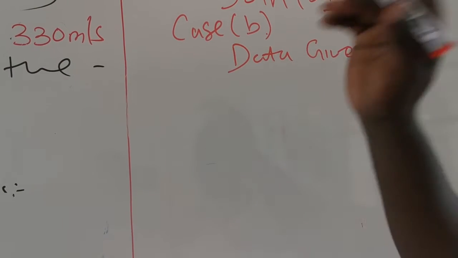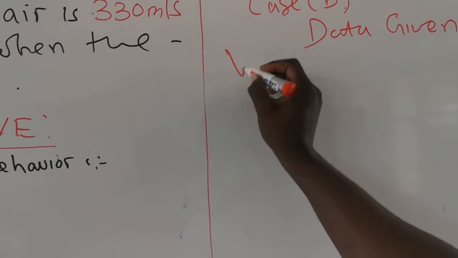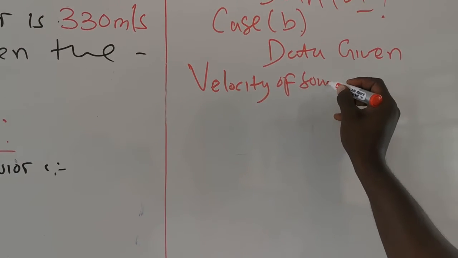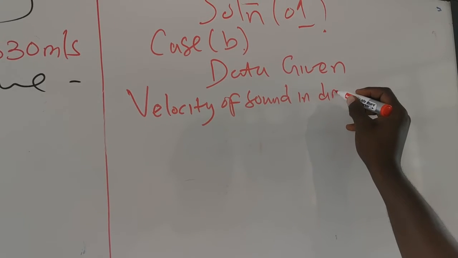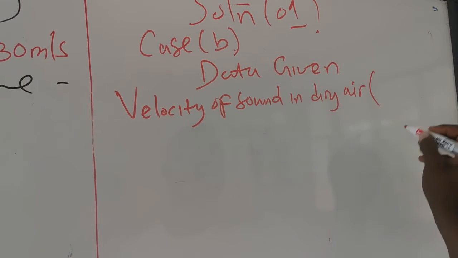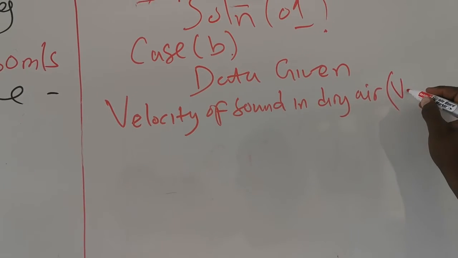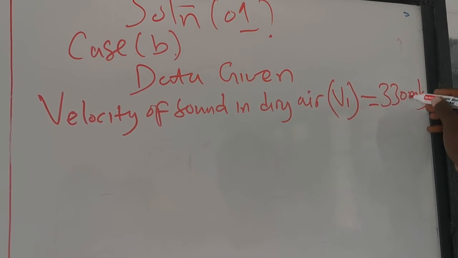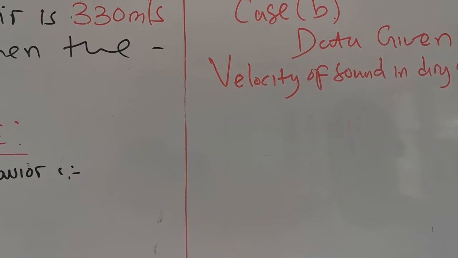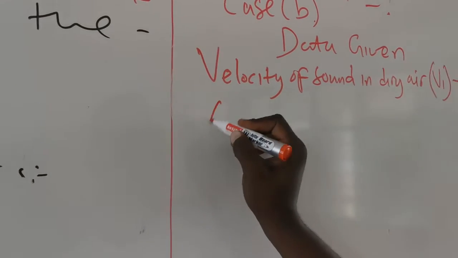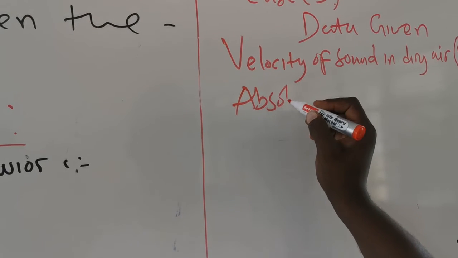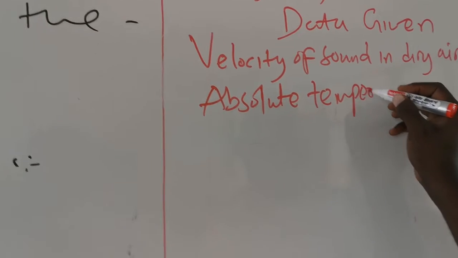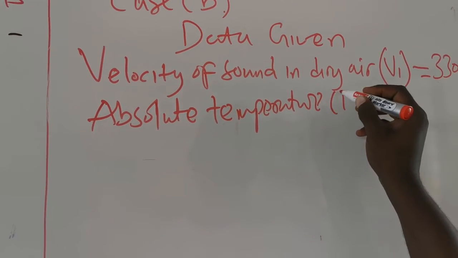Data zetu ambazo tumepewa, ya kwanza kabisa ni velocity of sound in dry air. Let's kwamba hii velocity of sound in dry air iwe V1 ambayo ilikuwa ni ngapi? 330 meter per second, and at 0 degree centigrade. Absolute temperature yake ilikuwaje? Absolute temperature ambayo tuiite kwamba itakuwa ni T1.